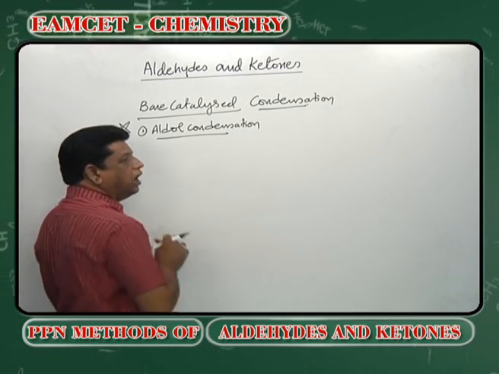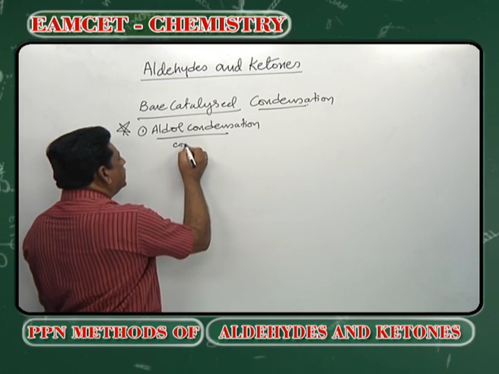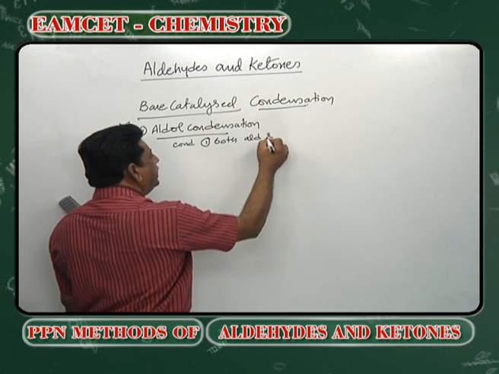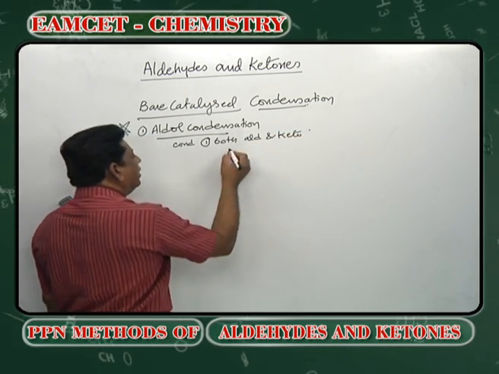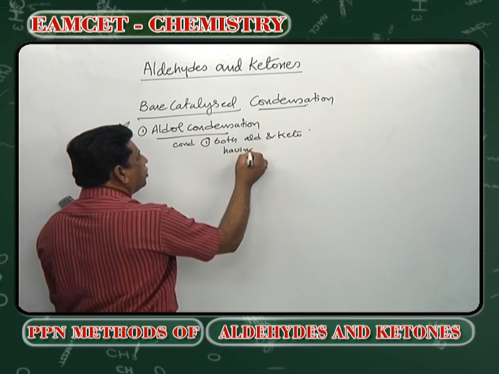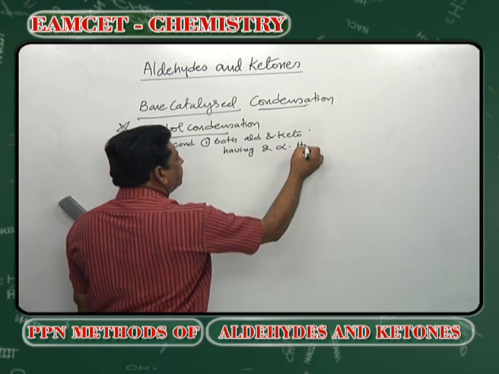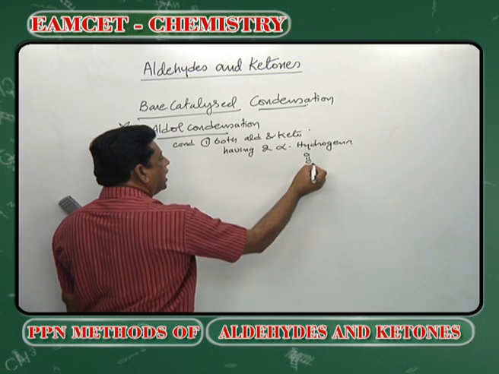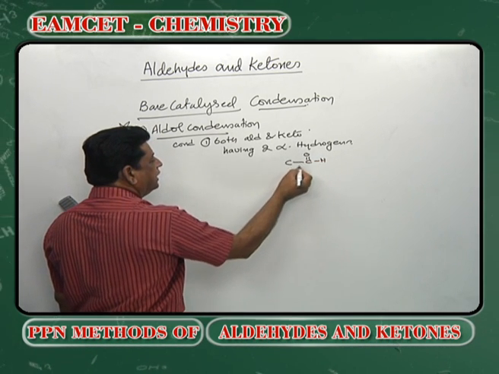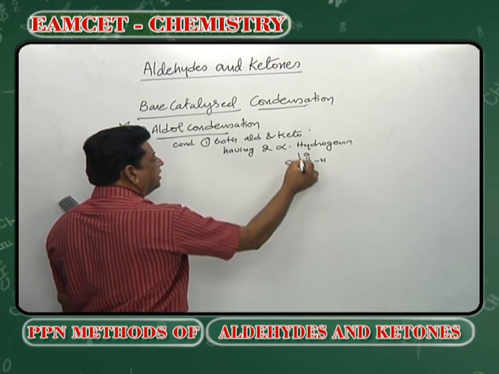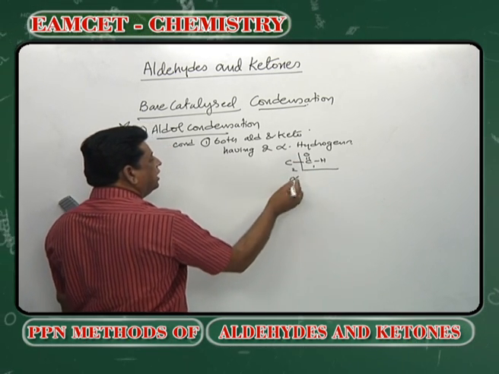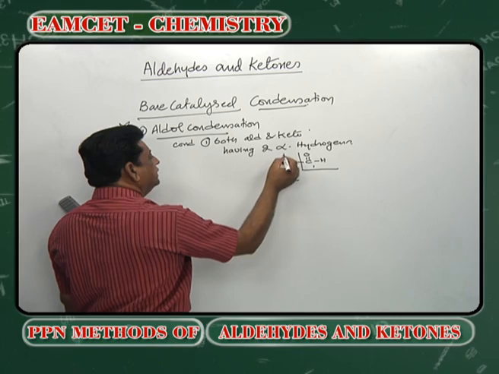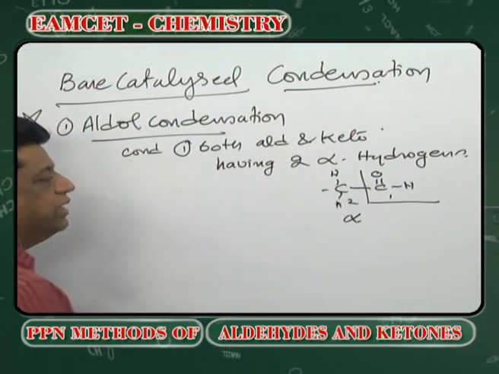There is no limitation for the aldehydes and ketones. The condition required is that both aldehydes and ketones undergo this reaction, but they must have 2 alpha hydrogens. What do alpha hydrogens mean? For a carbonyl compound, if it is an aldehyde, then the carbon attached to the functional group is called alpha. Removing the functional group, the first carbon attached to it is the alpha or second carbon. This compound should contain 2 alpha hydrogens like this.